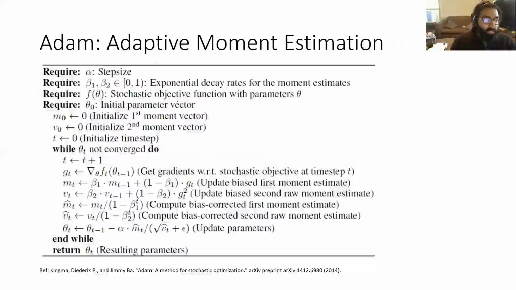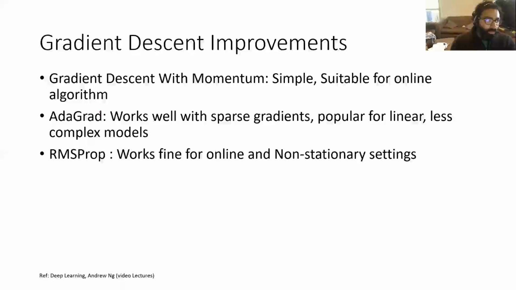So now let us come to Adam. Adam is indeed a combination of two of these algorithms. We can see it as a combination of gradient descent with momentum and RMSProp, combining the properties of both of these.